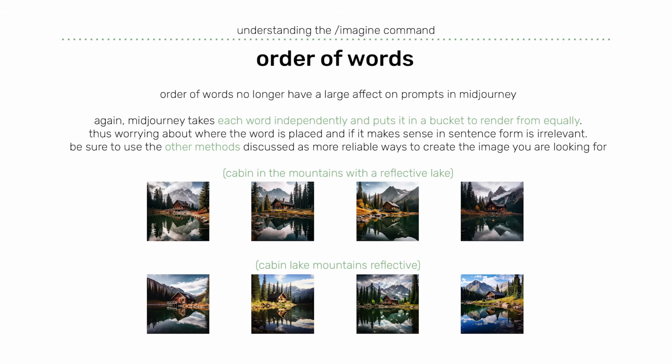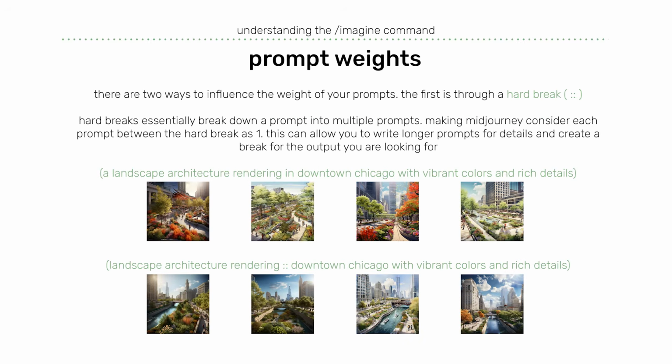This is because Midjourney at this point sees pretty much everything as the same in terms of value, but there is a way for you to break up a prompt to help Midjourney break down what's most important, and that's through the use of hard breaks. To use a hard break, you would do 2 colons followed by a space and then continue the prompt. What this does is it takes everything you said before the colons as a prompt and everything you said after as a prompt.